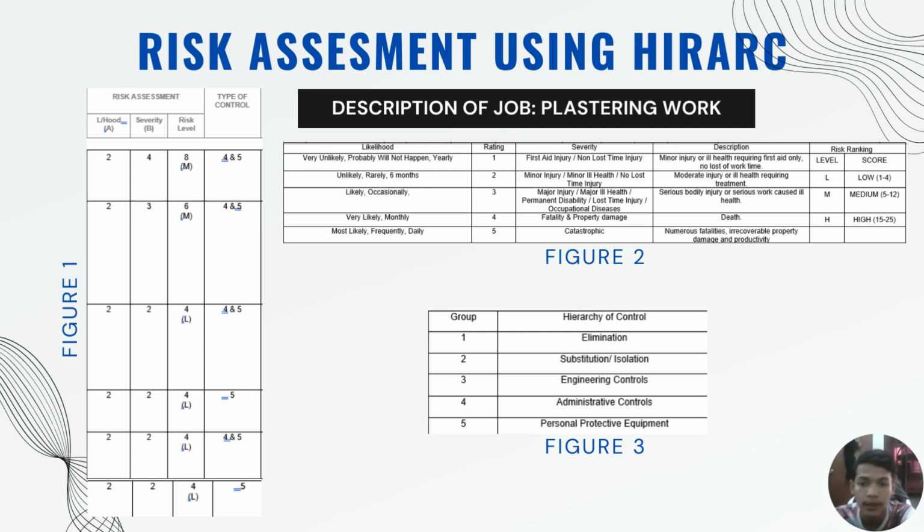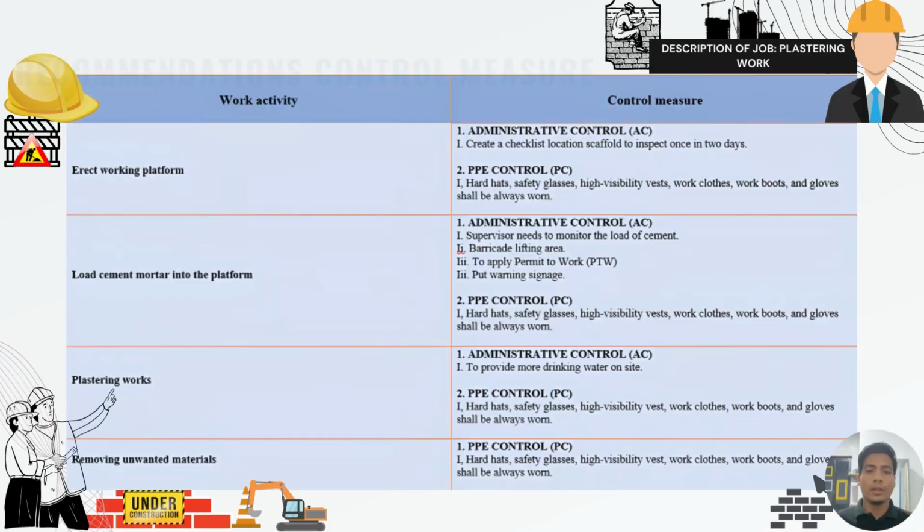And we can see from figure 3, that is the type of control. Type of control have 5, that is the first one is elimination, the second one is substitution or isolation, and the third one is engineering control. The number four is administrative control, and the last one is personal protective equipment. That's all from me. Thank you.